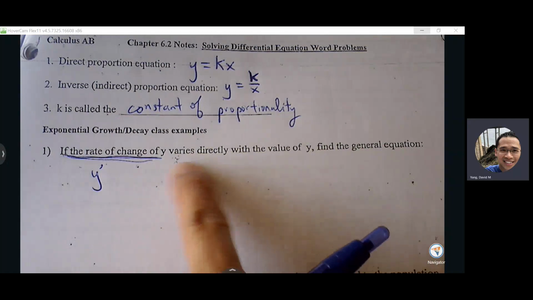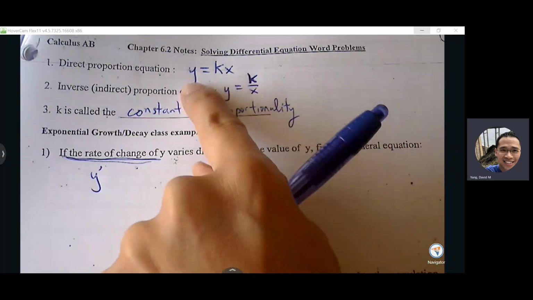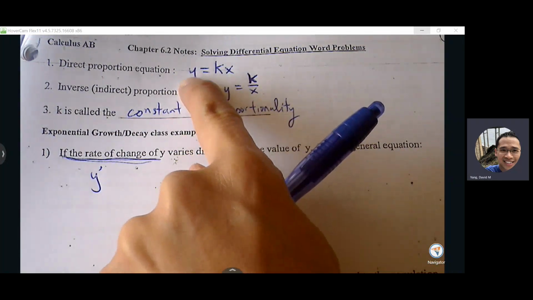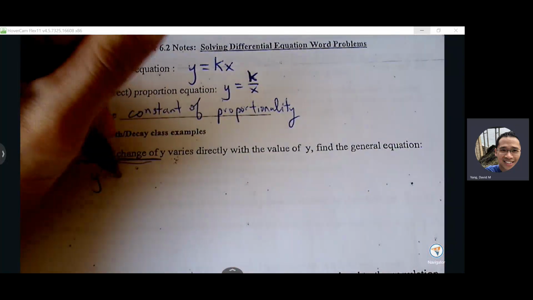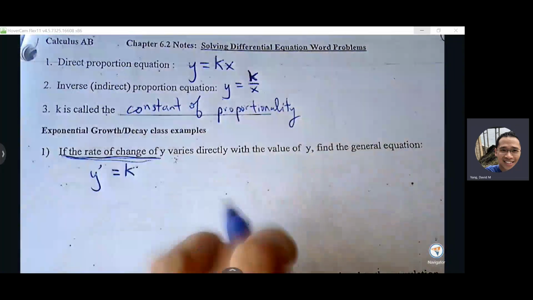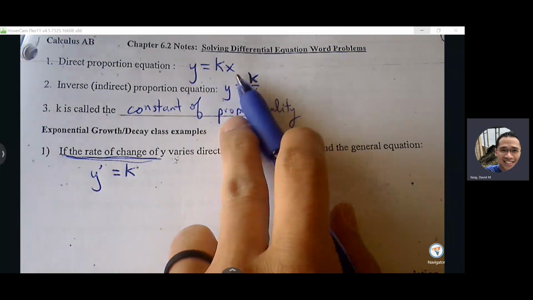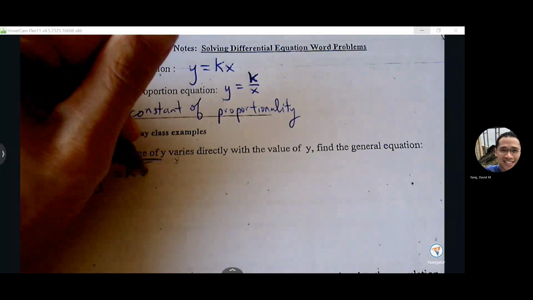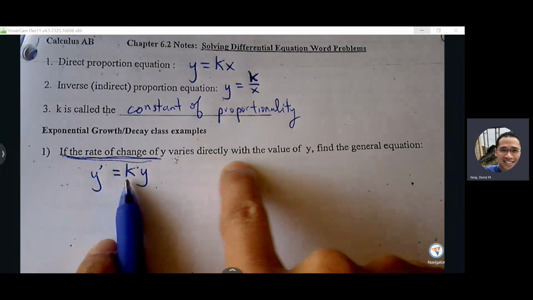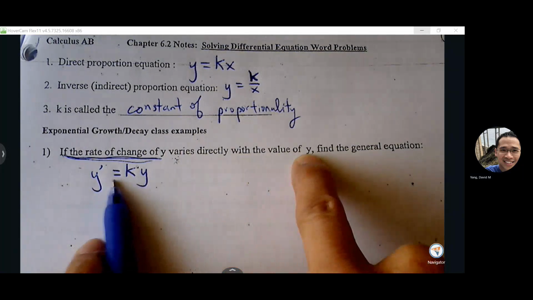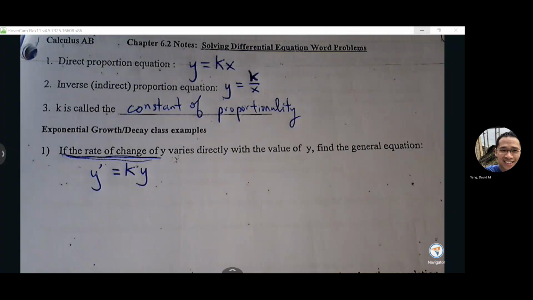Varies directly. So varies directly tells us it's going to take on this form. We already have the left side, which in this case is y prime, varies directly. So we know the k is going to be in the numerator as well as whatever it's talking about, varies directly with the value of y. So that means k times y. Okay. So the rate of change of y varies directly with the value of y. All right. Any questions so far?